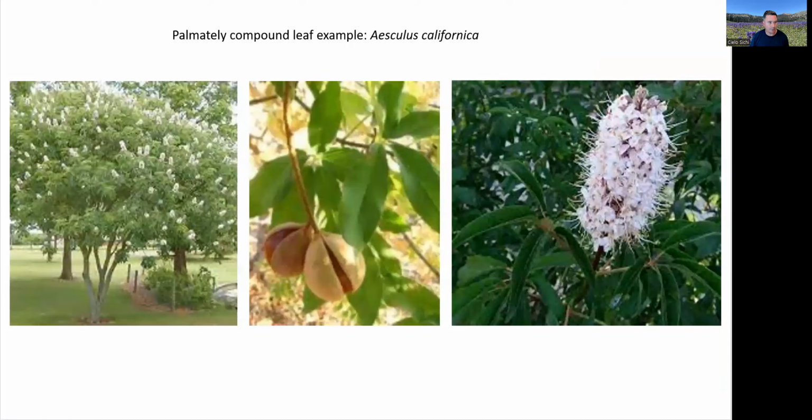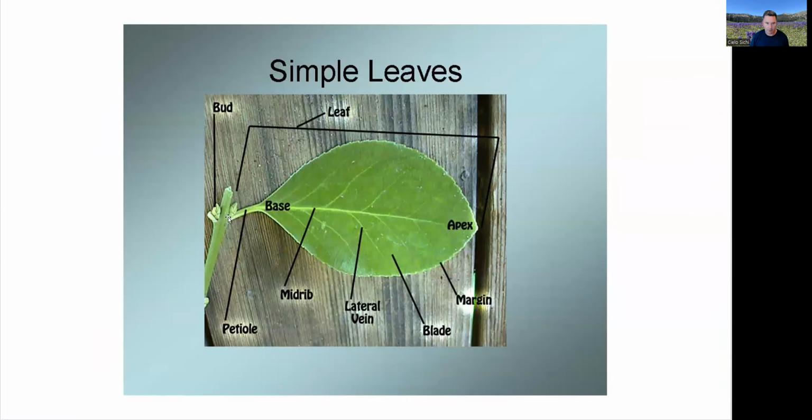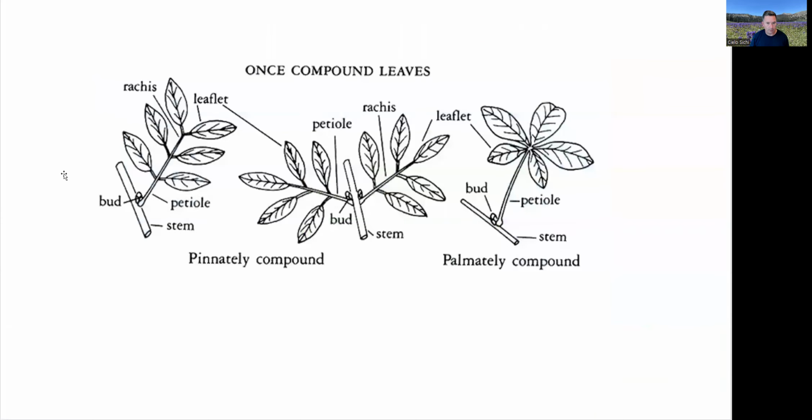So if we pop back up in here, look at simple leaf: bud, leaf. We look at the compound leaf: bud, petiole, petiolal rachis, no bud, where the leaflet branches off of the rachis. Okay, that's how you tell. You want to take a good look at it.